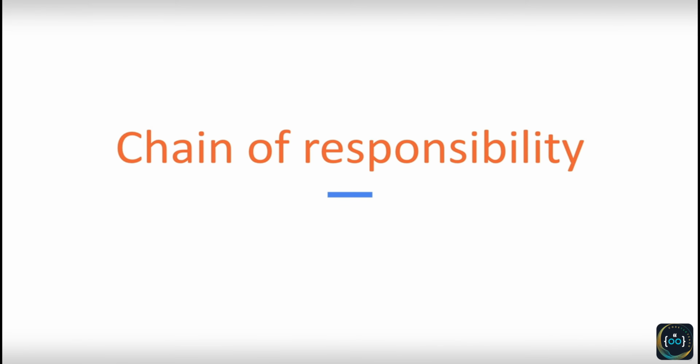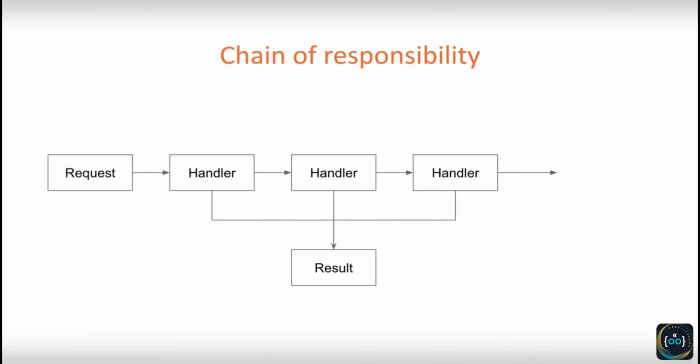All right, in this video, we are talking about the chain of responsibility design pattern. So we're going to start with a quick diagram to show you, conceptually and at a high level, what this design pattern is about. So here we have a chain of handlers, which are classes or objects or components that can handle a specific request. So what we do here is we pass some sort of request to one of the handlers.